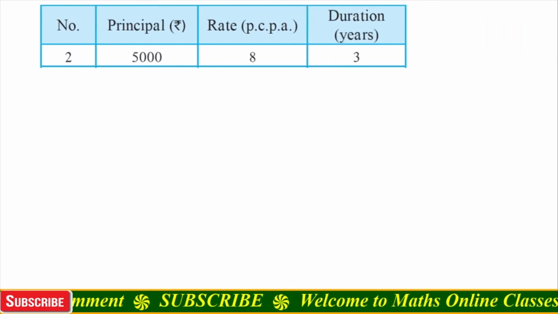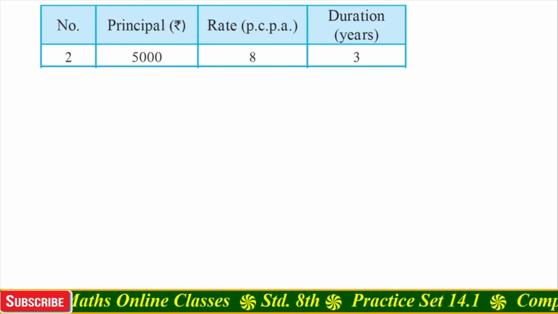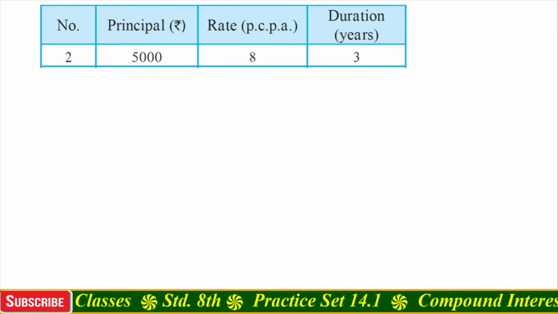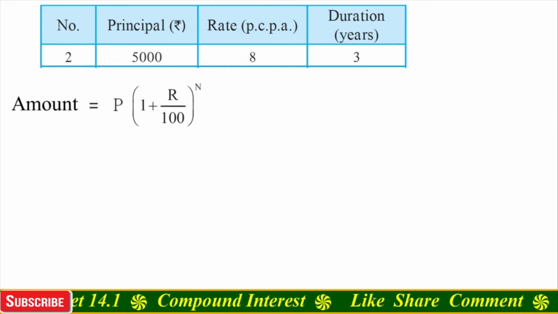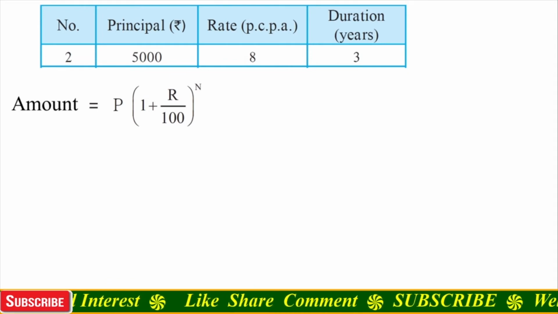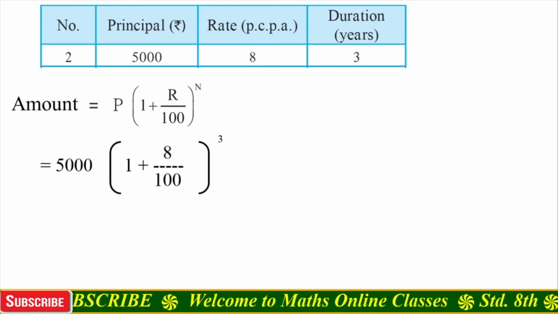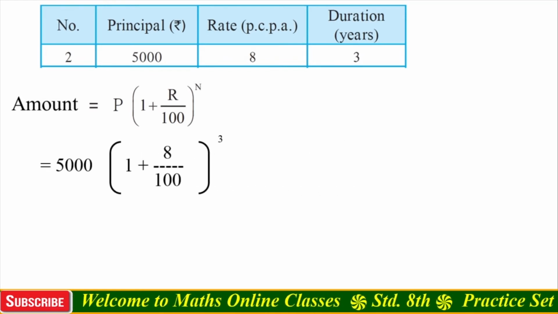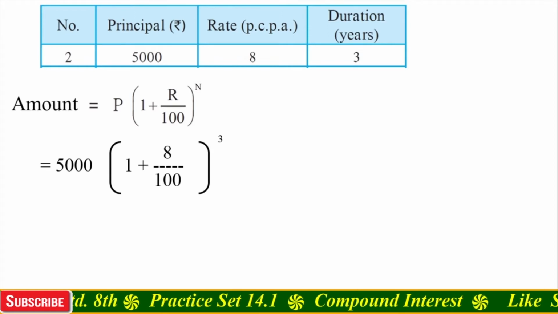Example number 2. Principal is equal to 5000. Rate is 8 PCPA. Duration is given 3 years. Let us take the formula. Amount is equal to P in bracket 1 plus R upon 100 bracket raised to N. Put the values at the proper places. Is equal to 5000 multiply by in bracket 1 plus 8 upon 100 bracket raised to 3.